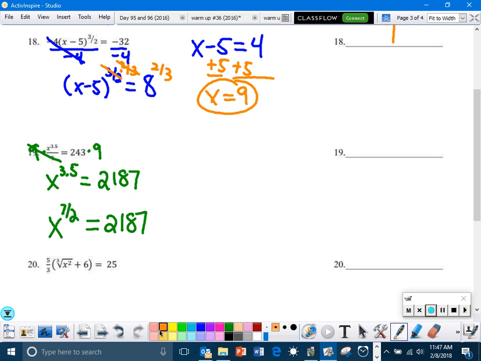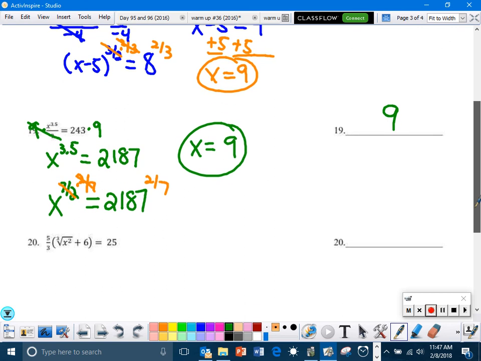Now I'm going to get rid of the 7 over 2. I'm going to do 2/7. And so when I type that into the calculator, I should get 9 again. Just so happens to be the same answer as number 18. Okay.